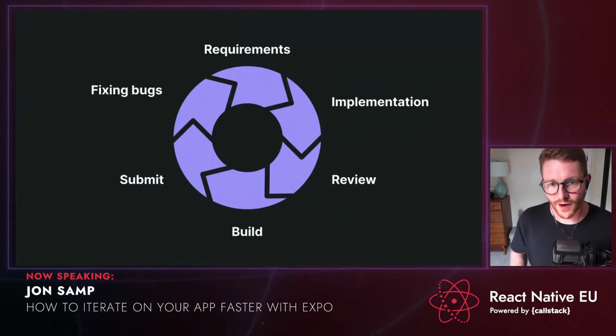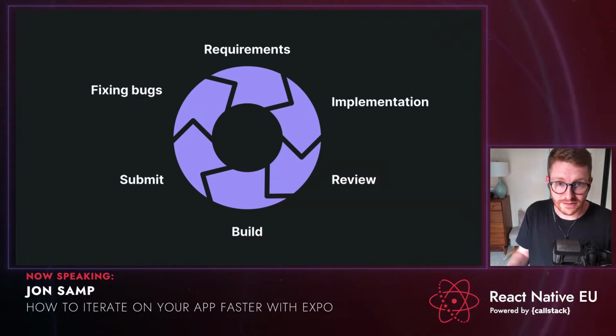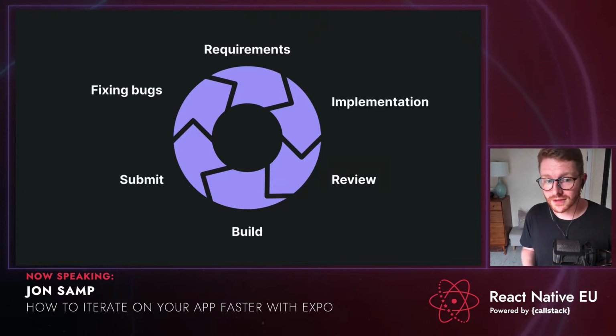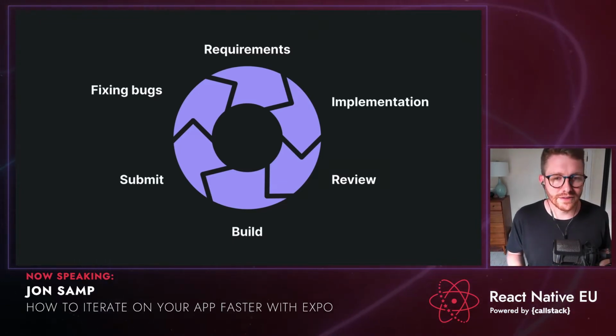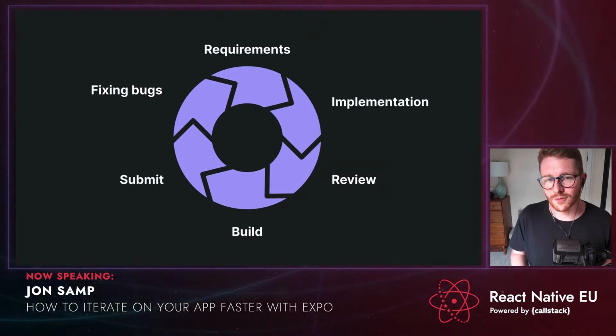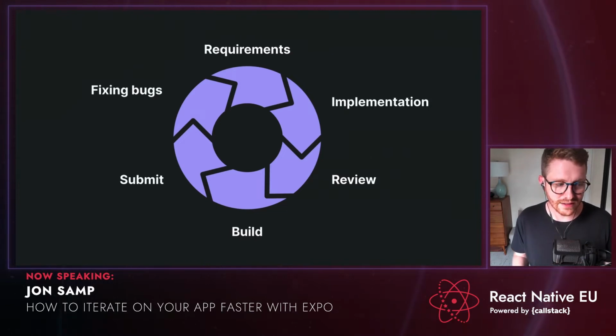First, you start with requirements, what your app should actually do. After that, there's the implementation of those requirements. Then you review that your implementation actually fits the requirements. Then you would make a build of your app. You'd submit it to app stores. And then once users have it, they're going to tell you things that are wrong and things that could be done better. So you're going to be fixing bugs and adding more features and making new requirements. And then this whole cycle starts over again.